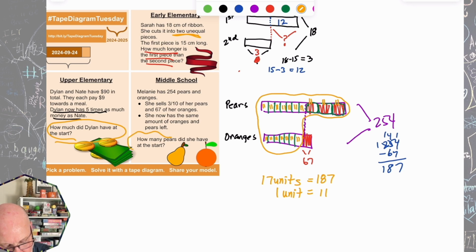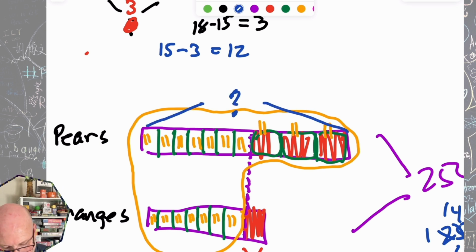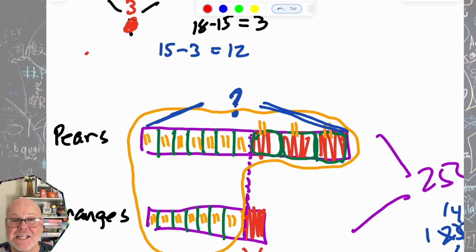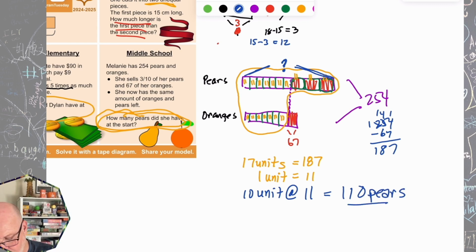But the question is asking, how many pears did she have at the start? Well, all we have to do is look at this top row right here, that top tape, and our answer is going to live right here. Boom. How many did she have at the start? So she had 1, 2, 3, 4, 5, 6, 7, 8, 9, 10 units. Each unit represents 11. So 10 units at 11 pieces of fruit each. So that's 110 pears that she had at the start.